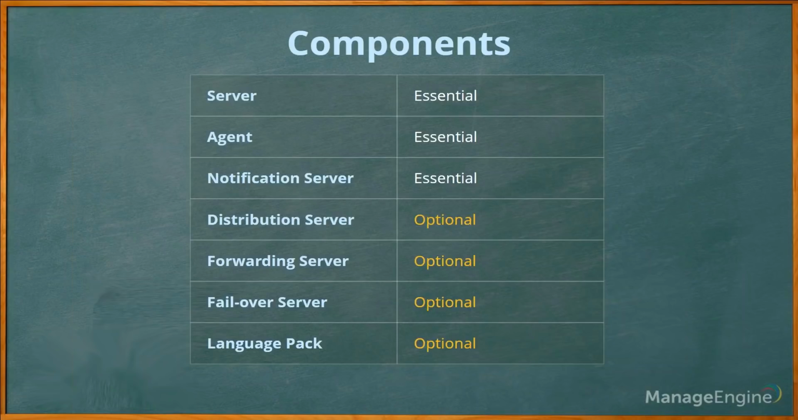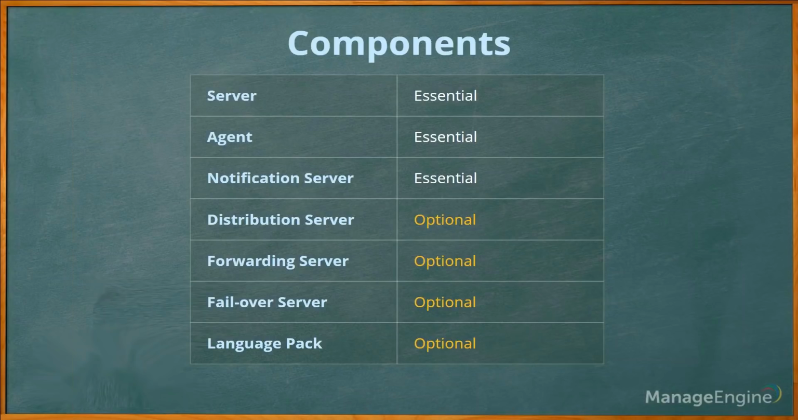Let's look at the components that are required for the entire setup. You will need a server installation, which is an essential component. You will have to install the agent on all the machines, which is an essential component. You will have a notification server, which will be installed parallelly along with your server installation, which is also an essential component for all on-demand operations. We'll be looking at that when we do the software deployment. We'll talk about that in detail.